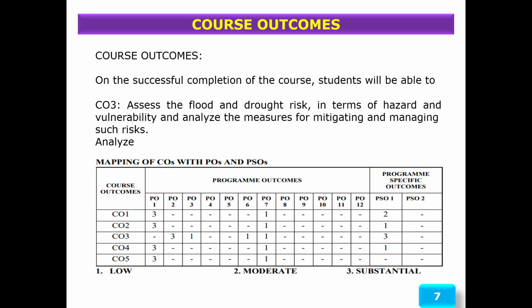Now, the course outcome of this topic is to analyze and assess the flood and drought risk in terms of hazards and vulnerability, and to assess the measures for mitigating and managing such risk. The course outcome of this topic is correlated to program outcomes 2, 3, 6, 7, and program specific outcome 1.